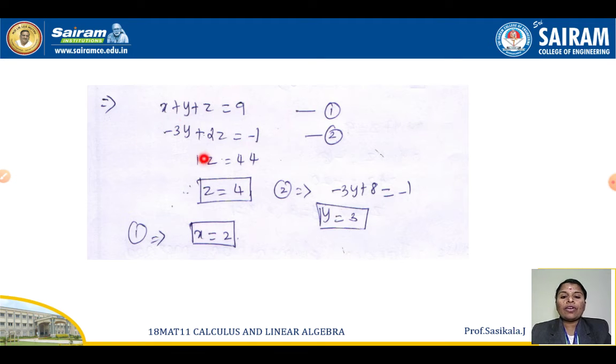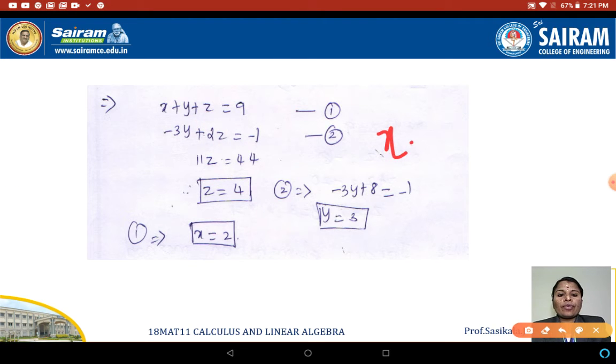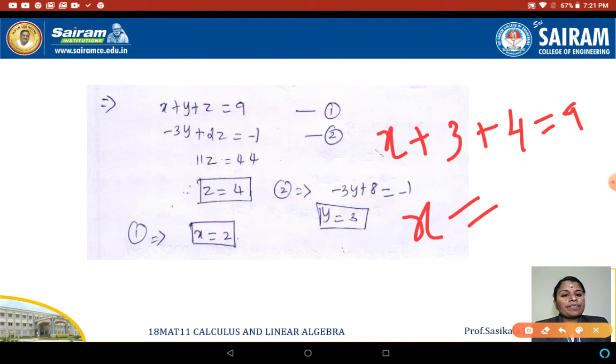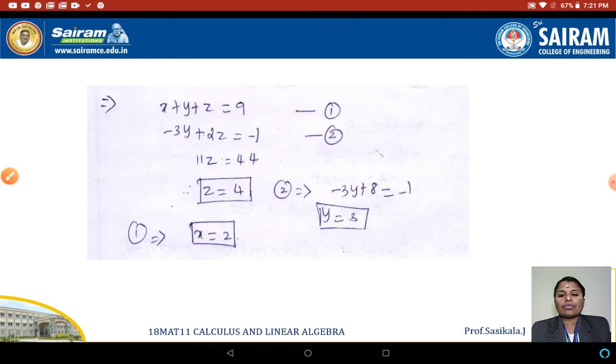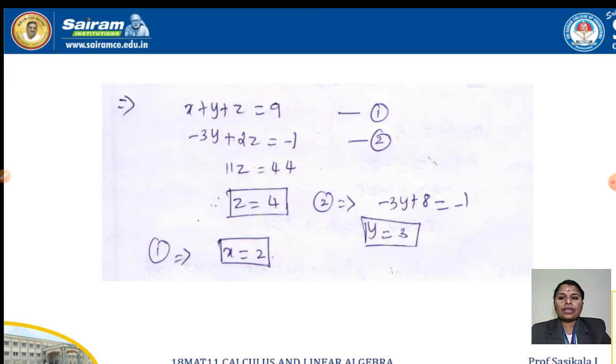Sorry, x plus y is 3, plus z is 4. So, what is that? I'll get the first equation, okay? So, x plus y is 3, plus what is your z? Z is 4, which is equal to 9. Now, you can see x is equal to, this is 7, right? So, 9 minus 7 will give 2. That is what we have done. X is equal to 2. Okay. So, that is how we found your x, y, z values.